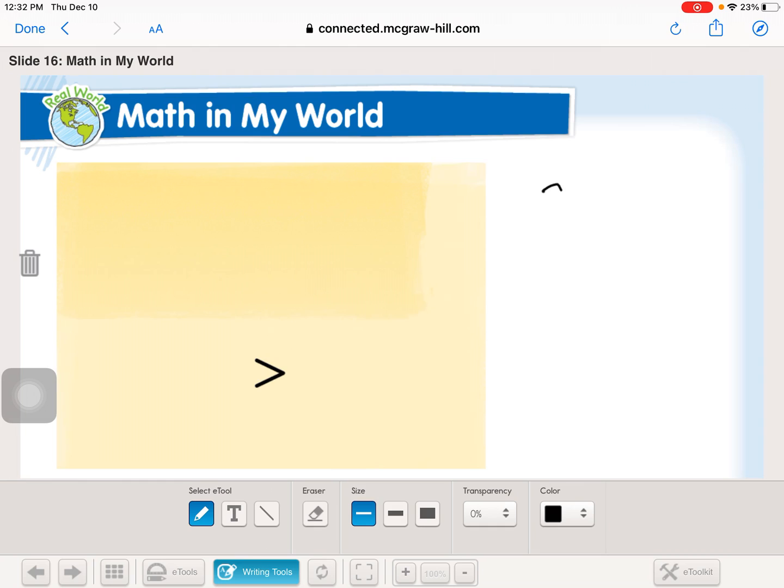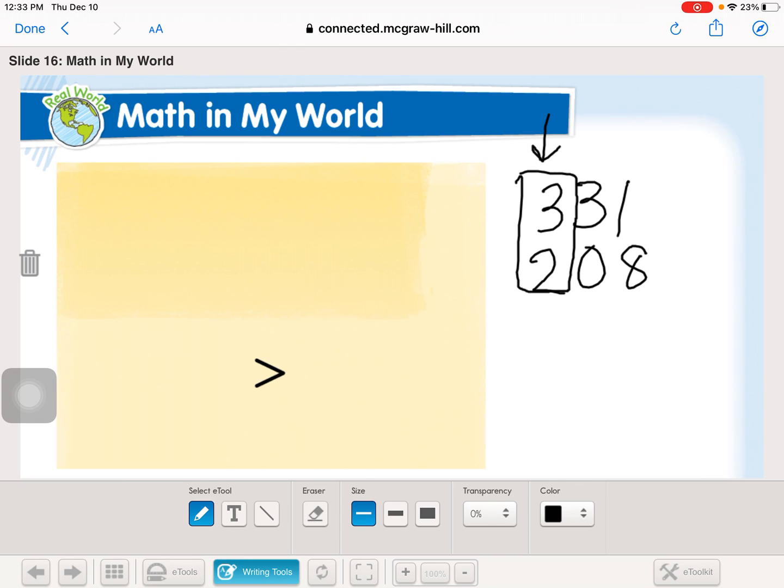So I'm going to write it out to the side here. 331 and 208. So remember, we're starting in our biggest place value, and right away we can already see 300s is bigger than 200s. So 331 is going to go on this side because this is the open mouth, bigger chomp side. And then 208 will go on this side.